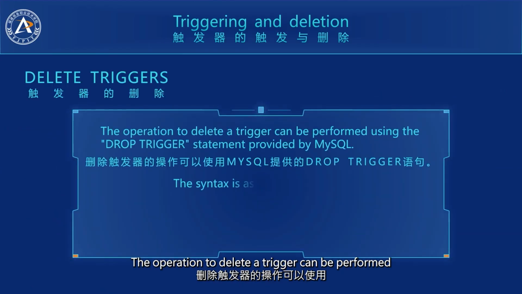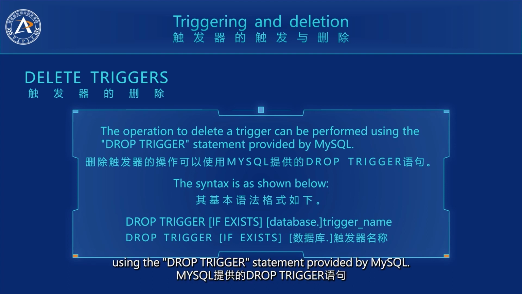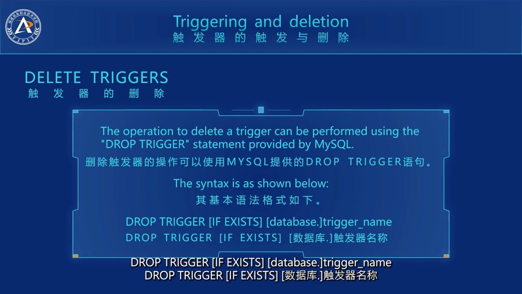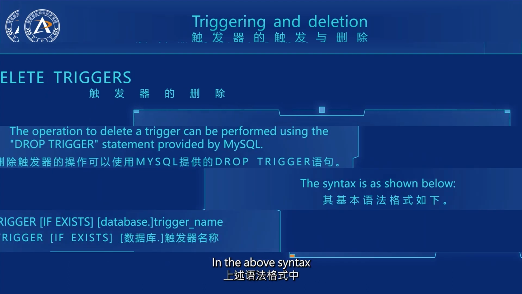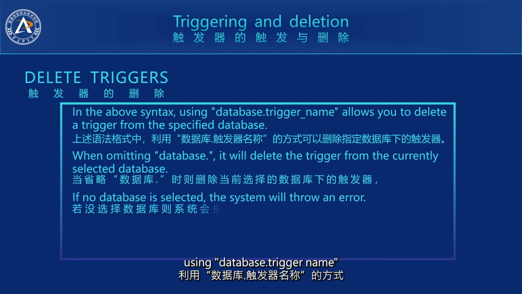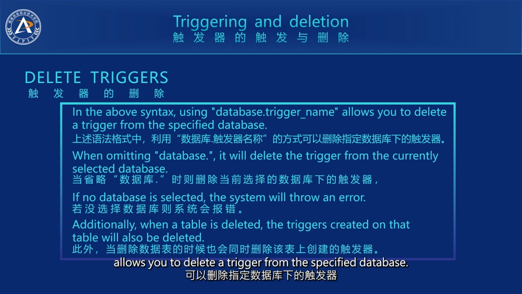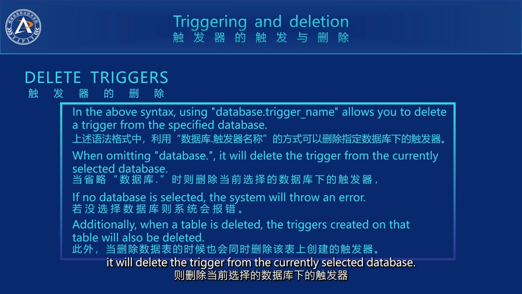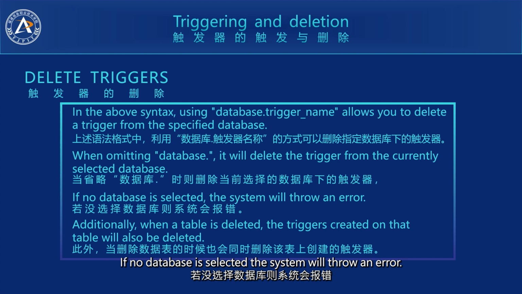The operation to delete a trigger can be performed using the drop trigger statement provided by MySQL. The syntax is as shown on the screen. Drop trigger if exists database.trigger_name. In the above syntax, using database.trigger_name allows you to delete a trigger from the specified database. When omitting database, it will delete the trigger from the currently selected database. If no database is selected, the system will throw an error.